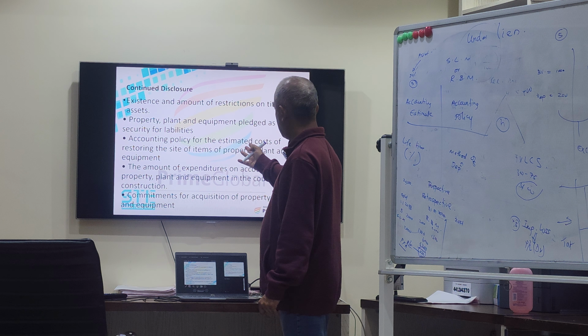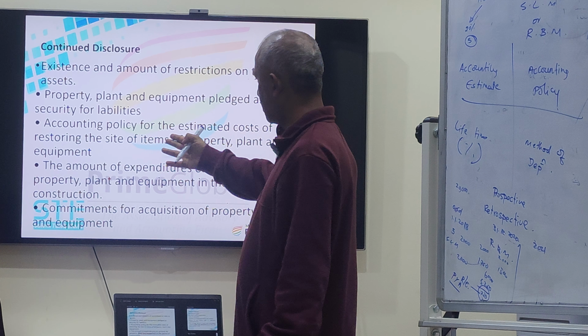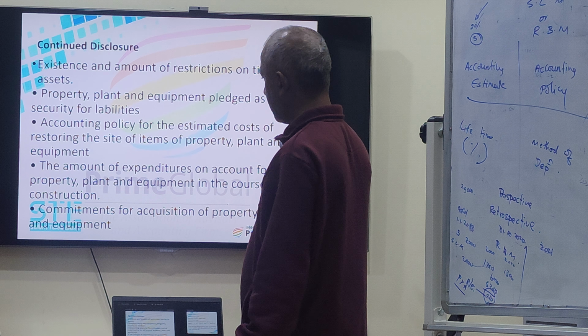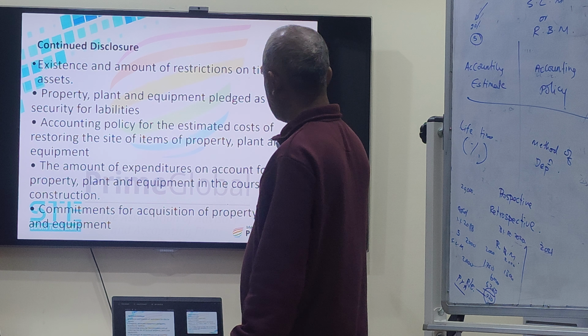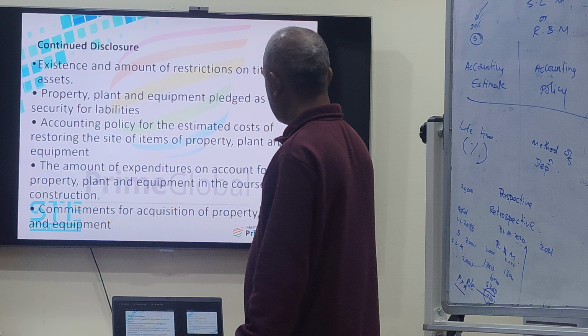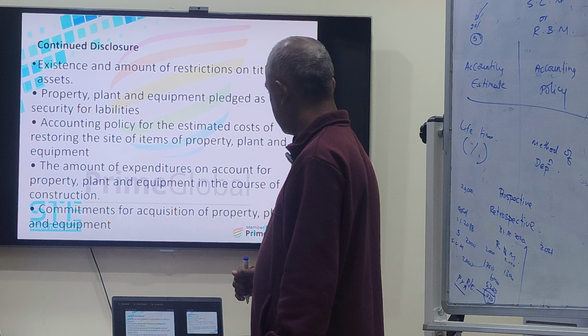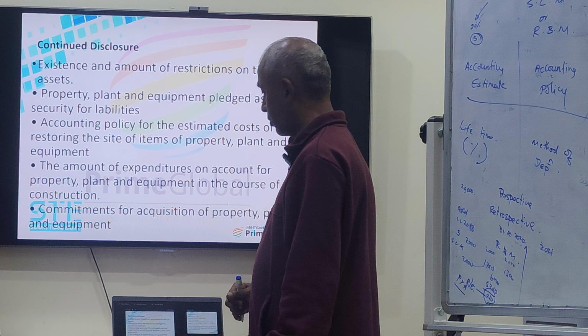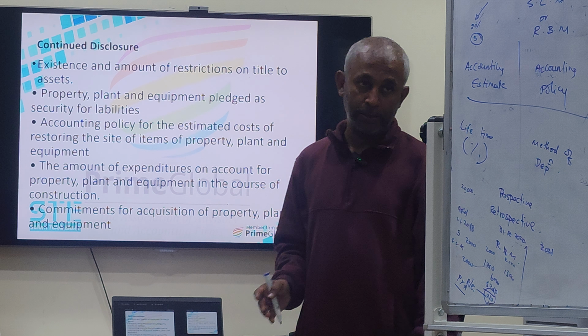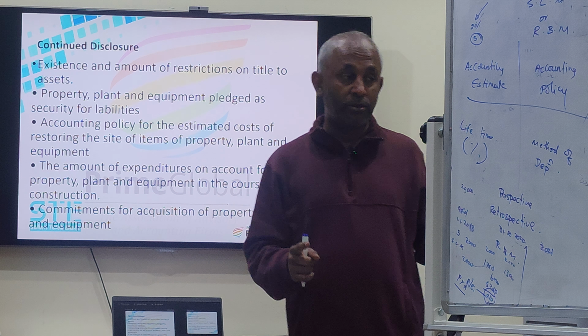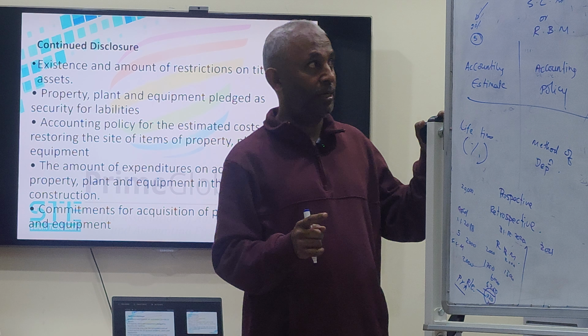Accounting policy for the estimated cost of restoring the site of items of property, plant and equipment, the amount of expenditure recognized on account of property, plant and equipment in the course of construction. Commitments for acquisition of property, plant and equipment. If you have made a commitment. Now, there is another aspect.